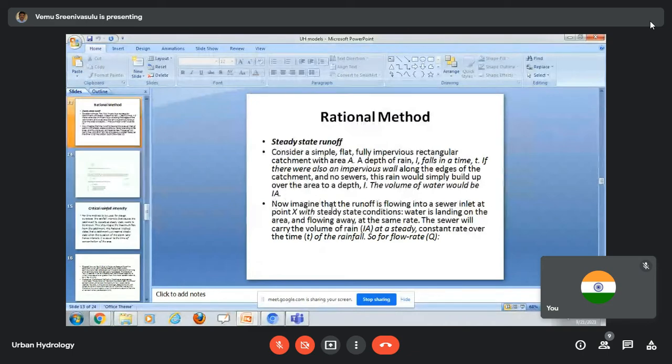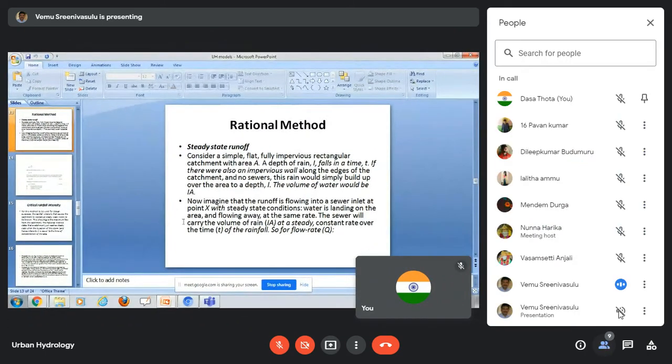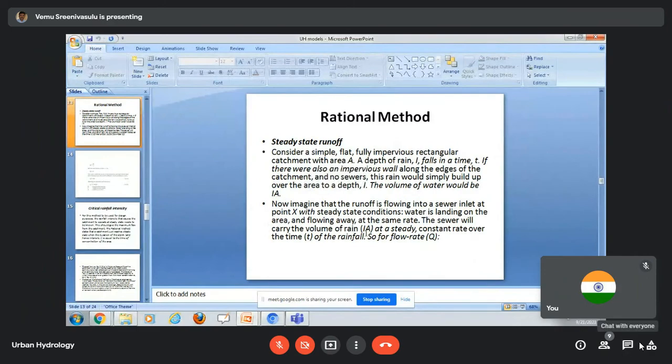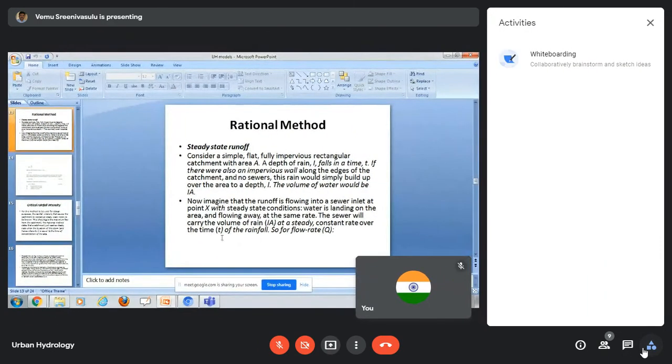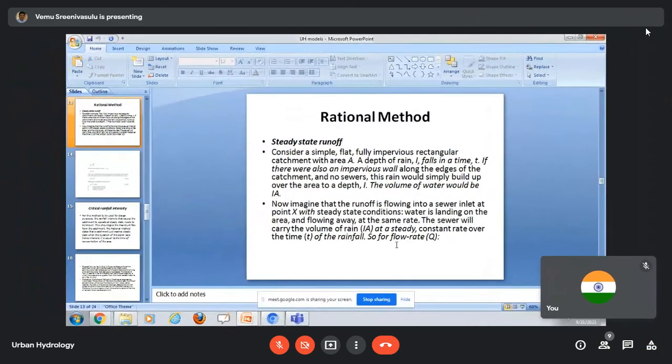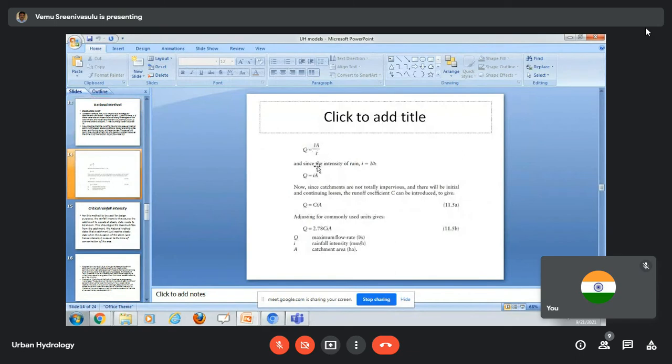Now imagine that the runoff is flowing into a sewer inlet at a point X under steady state condition. Water is landing on the area and flowing away at the same rate. The sewer will carry the volume of rain at a steady constant rate over the time t of rainfall. So the flow rate Q is equal to IA by T, where IA is the volume of water collected over the catchment, and T is the time. Then Q can be calculated as IA by T.